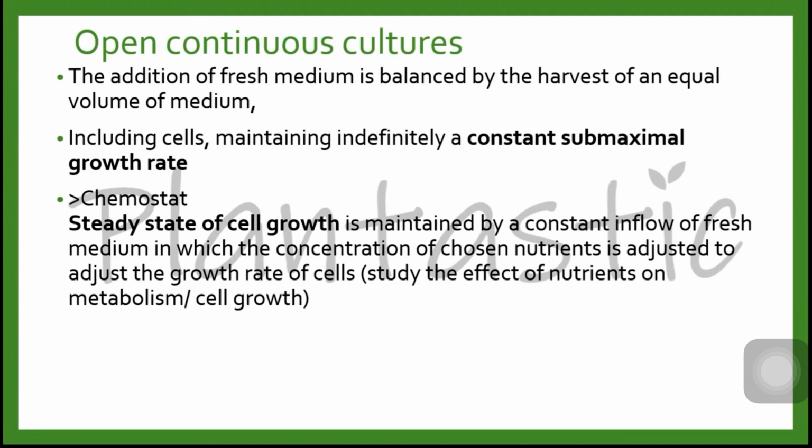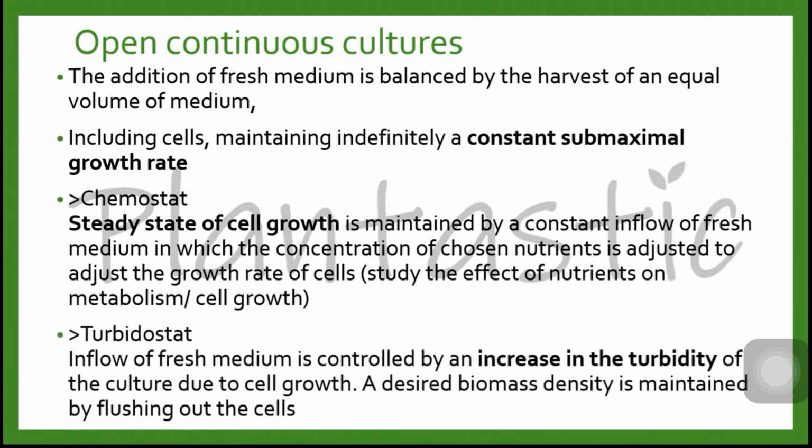Another one will be turbidostat, whereby the inflow of fresh medium is controlled by an increase in the turbidity of the cultures due to the cell growth. A desired biomass density is maintained by flushing out the cells.